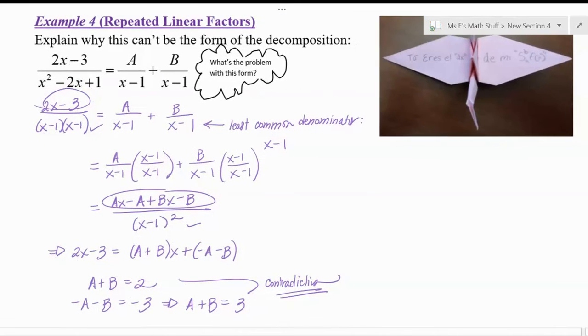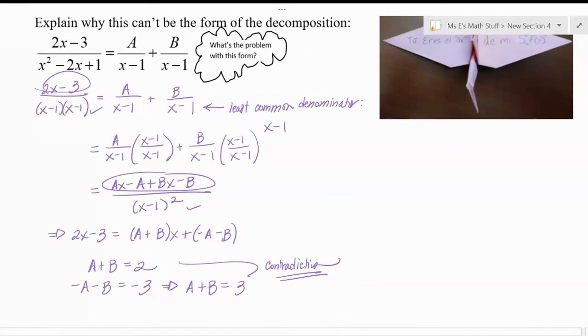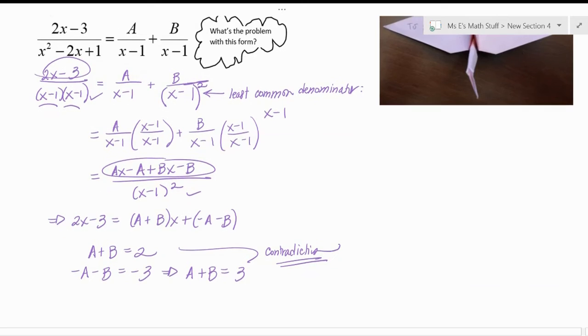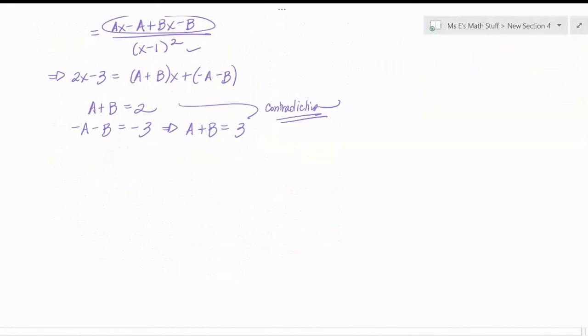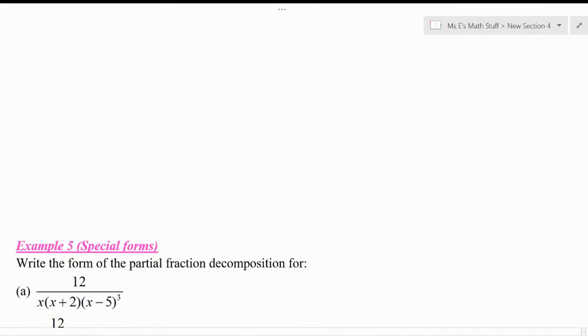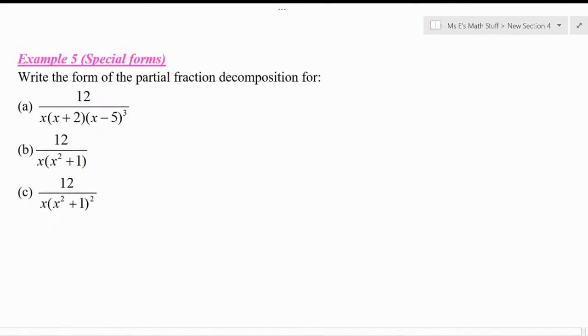The short answer is if you have what's called a repeated linear factor, so we had x minus 1 two times, then it just changes the form. You'd want to change the form so that your least common denominator is the denominator you're aiming for. And here's how you fix it. You would just make one of the forms be the quantity x minus 1 squared. It's that simple. So there you go. Now you have a form that'll work for a repeated linear factor. And from there, the process would be the same as what we learned in the first section.